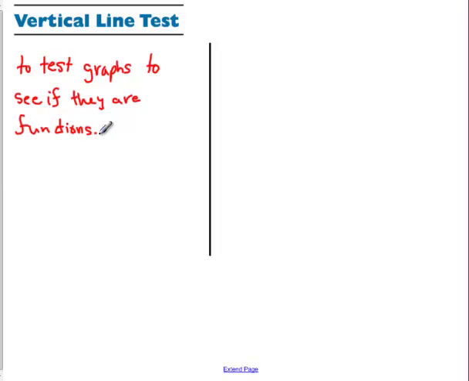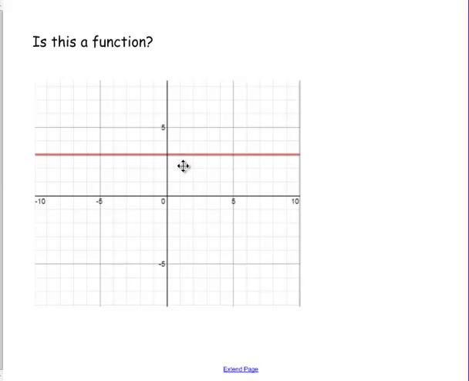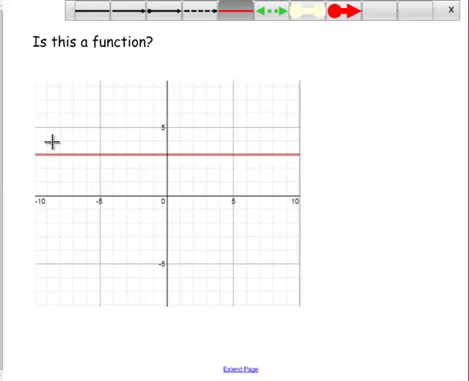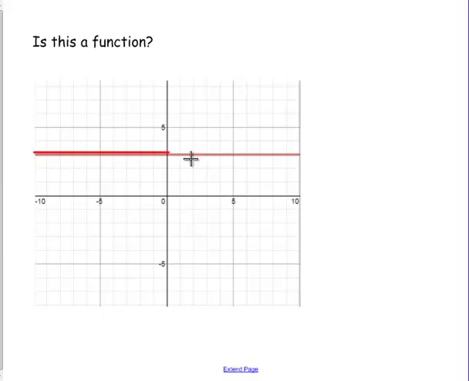Because graphs are a picture, it's a little harder with a picture, so we came up with this vertical line test. So let's see what it does. Okay, here's my red line right here, just in case you can't see it. Right there. Is this a function?